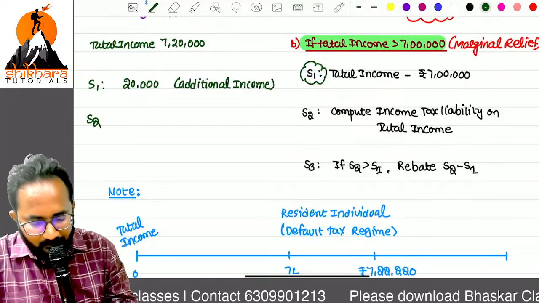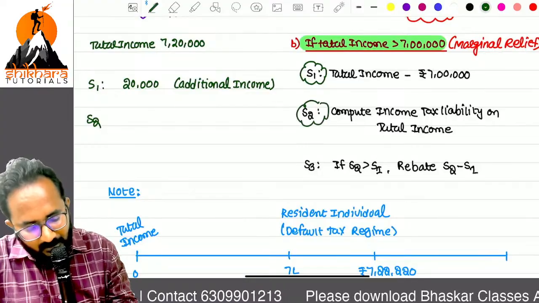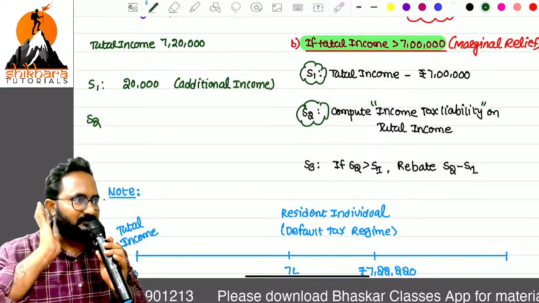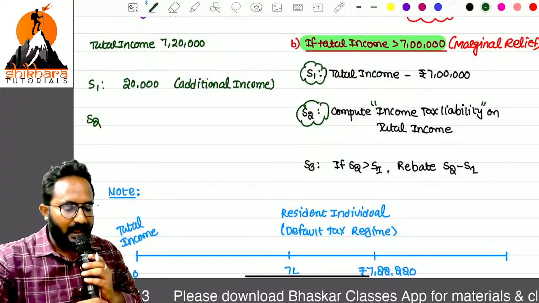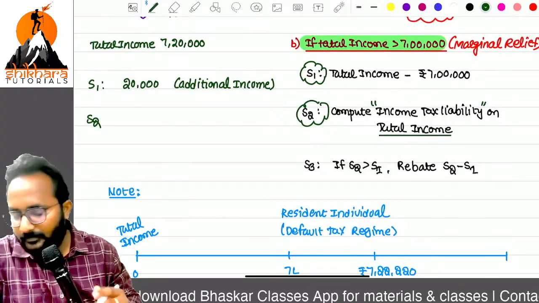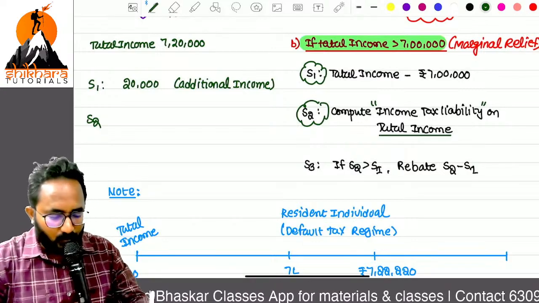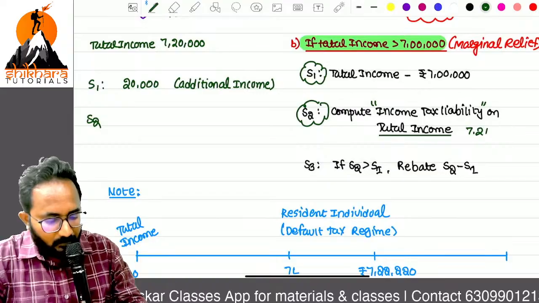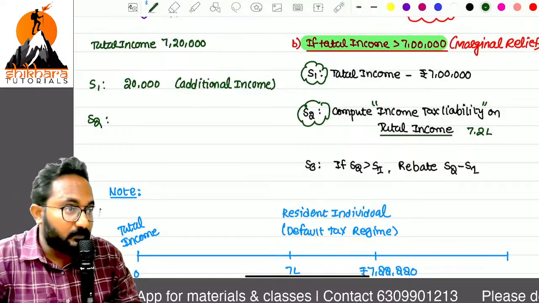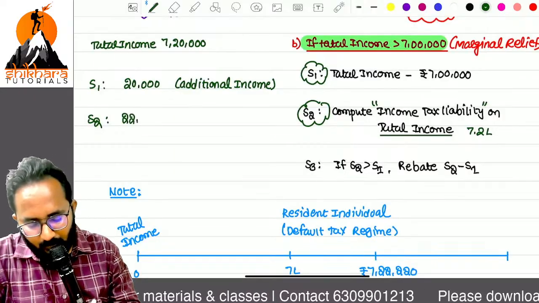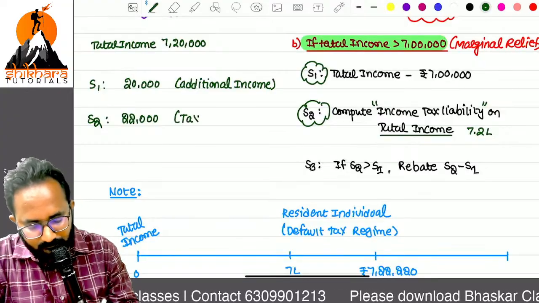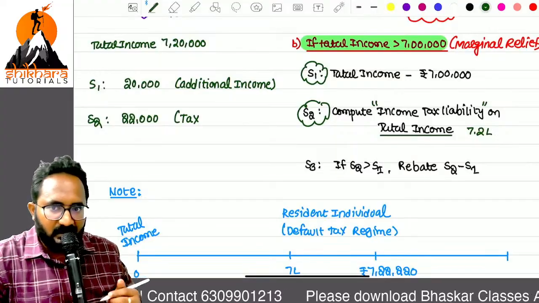Step 2: compute the income tax liability only. No need to add surcharge or any extra stuff. Just calculate the income tax liability on total income of 7 lakh 20,000. How much will you get? 22,000. This is the tax I need to pay.